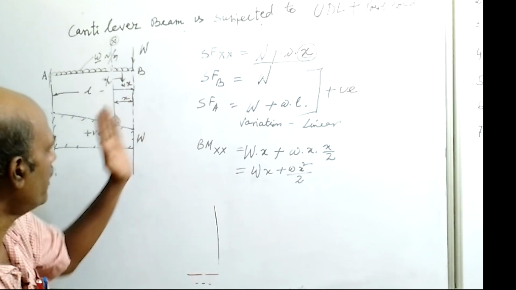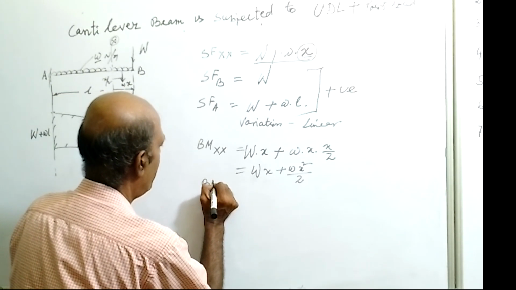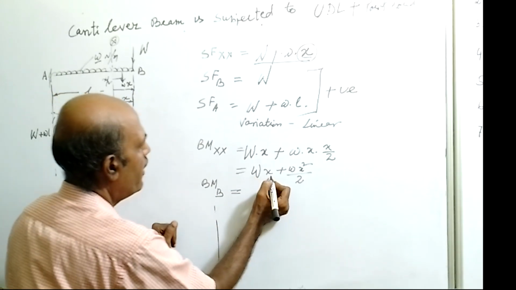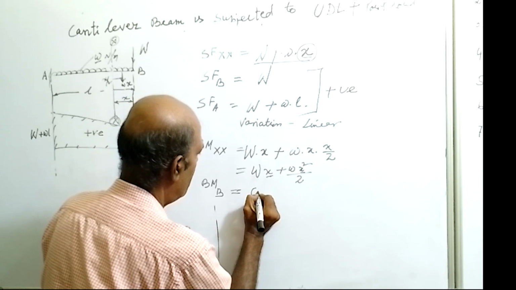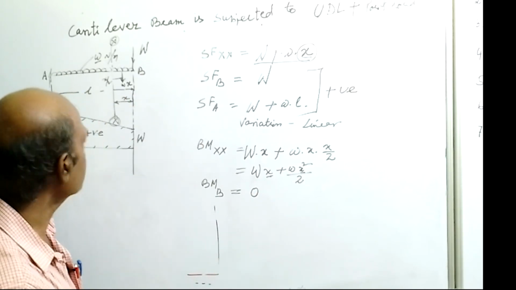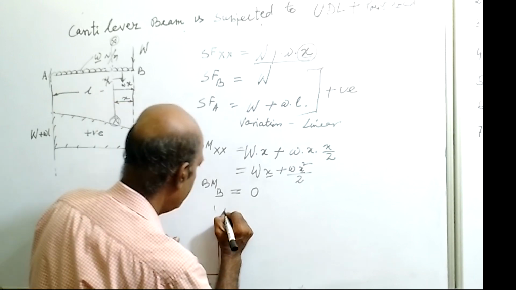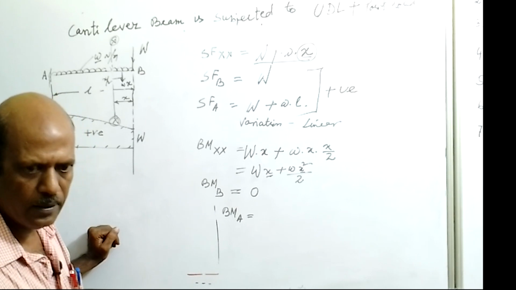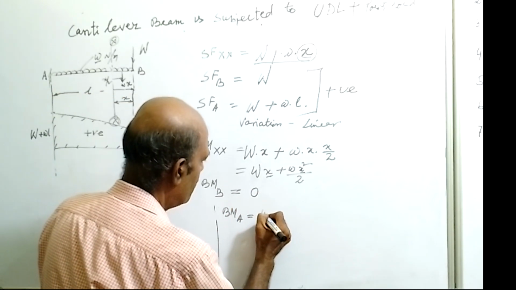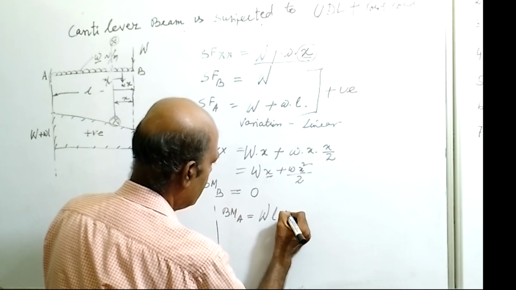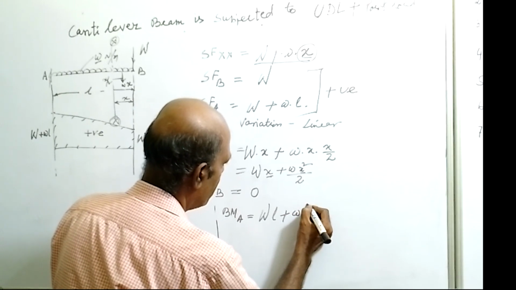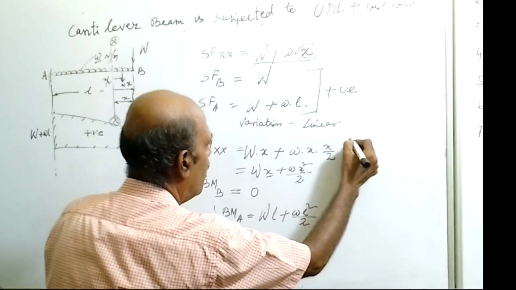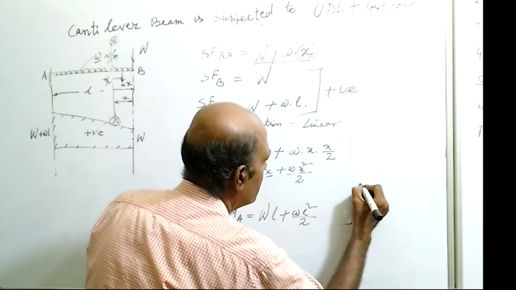Now slide the section to point B. It will give the bending moment at point B. What will be the value? At point B, x value will be 0, so it will give 0 value. Now slide the section to point A, where the bending moment will be the bending moment at point A, where x value will be L. So we can find capital W into L plus small w into L square by 2. And all these bending moments are negative.